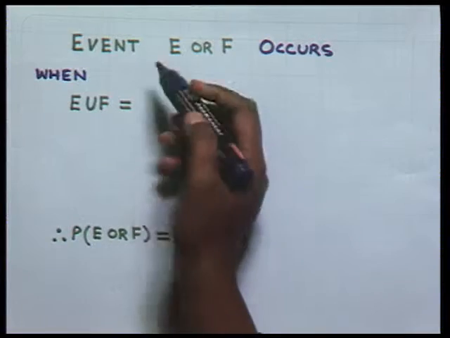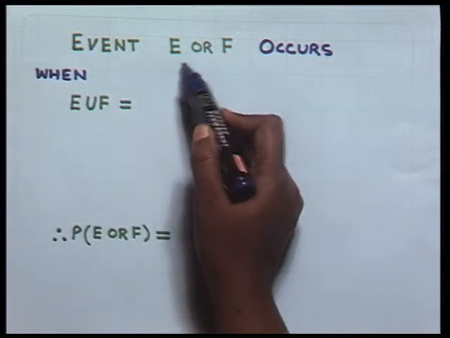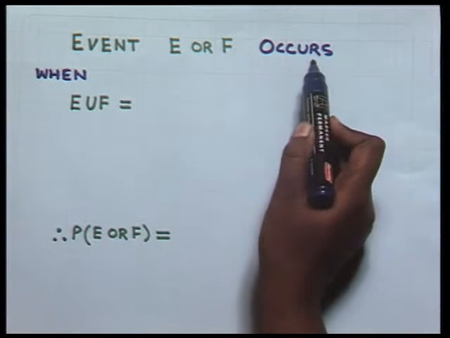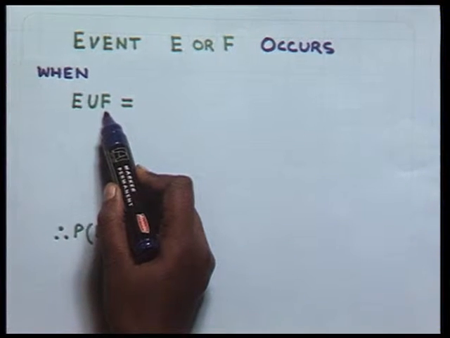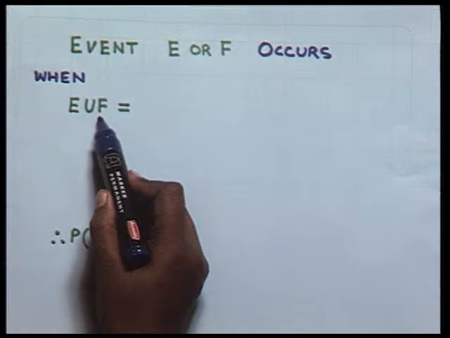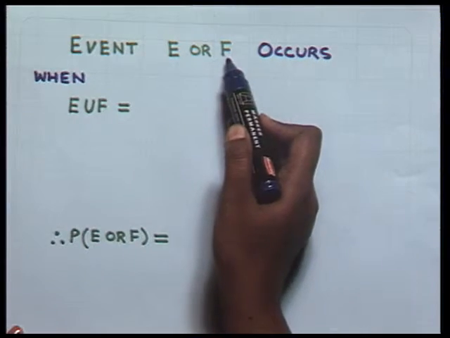We can also define events by combining any two of these events. For example, we can define an event E or F, which is said to occur when E occurs or F occurs or both E and F occur. In other words, we can say that when at least one of these occurs, then we say that the event E or F has occurred.